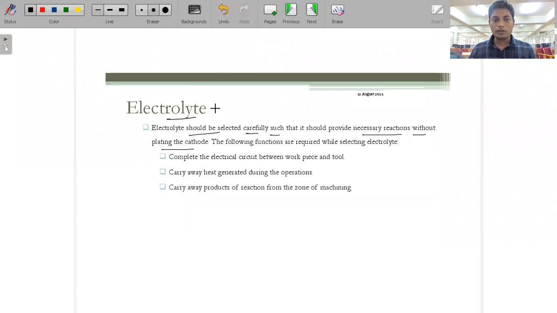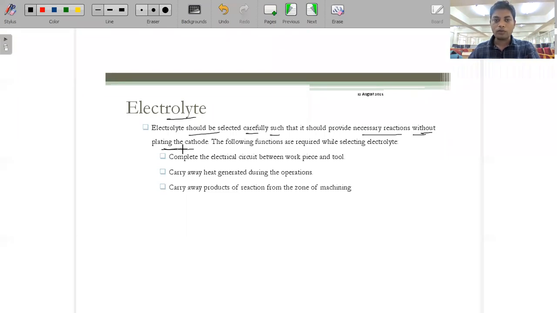So without plating the cathode, whatever reaction takes place, the negative ions released from the electrolyte react with the positive ions. The positive ions are basically released from the workpiece, so they make the sludge. But it should not happen that the positive ions released from the workpiece react with the negative ions of the tool. It can happen, but before the negative ions are released from the tool area, the electrolyte should start releasing its negative ions. This is a very important characteristic you have to keep in mind.